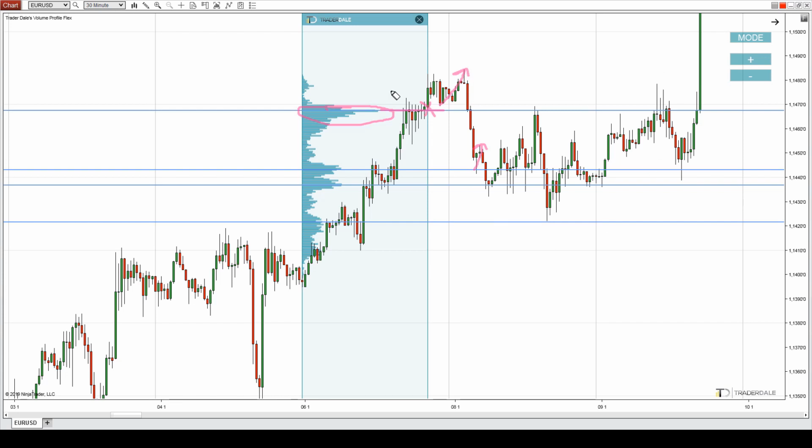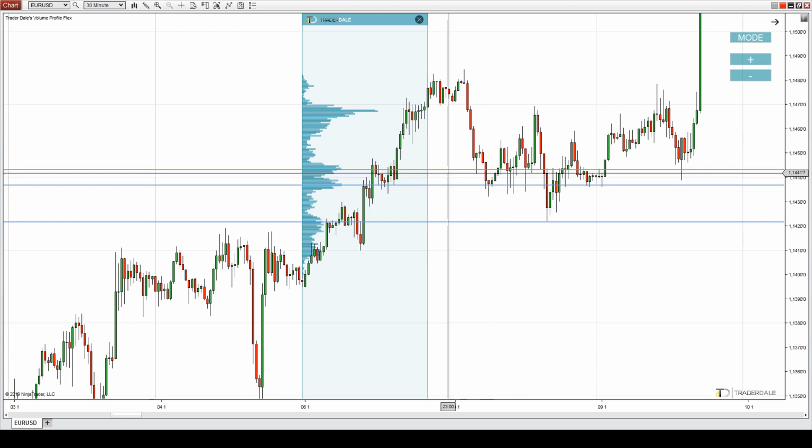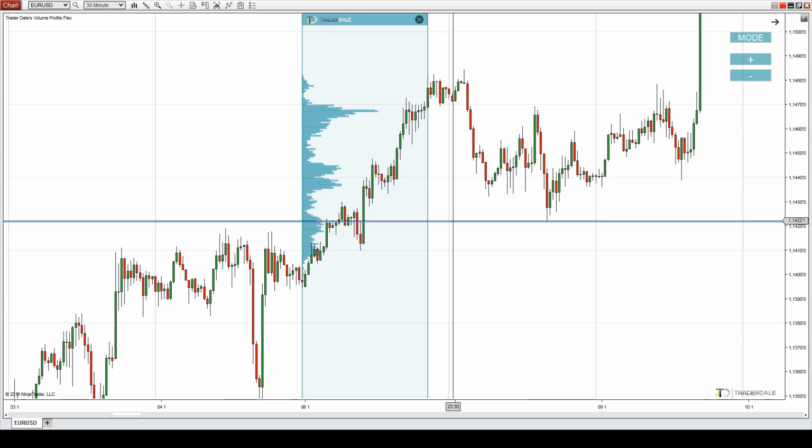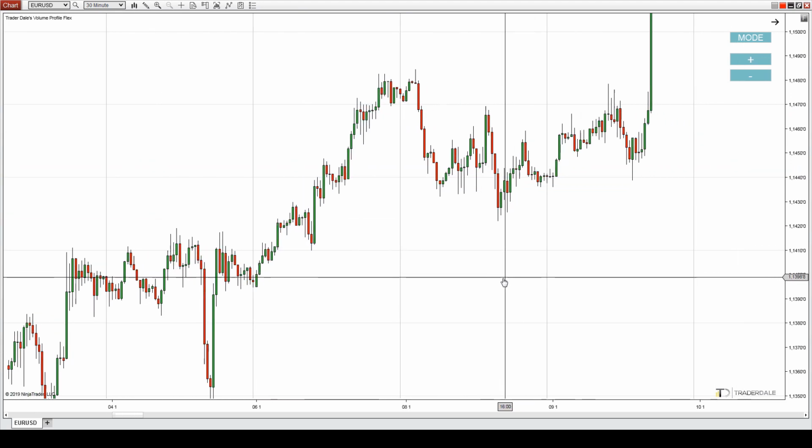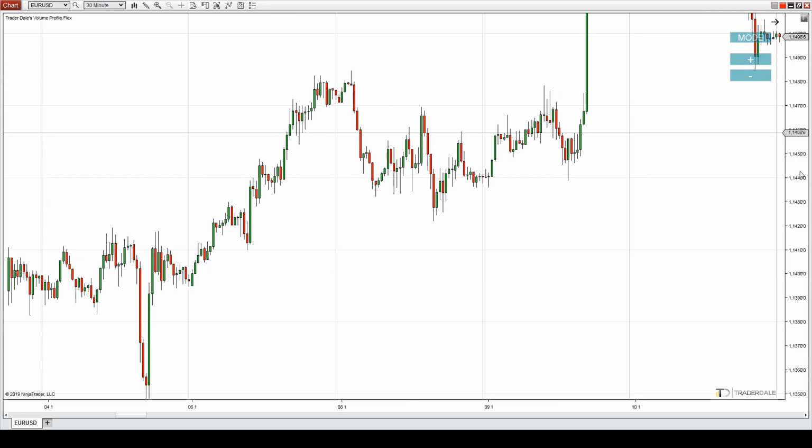Alright? So as you can see, when there is a trended day like this, there can be a lot of levels to trade from. And you always want to trade all of them. All the significant volume clusters. Now let's move forward.